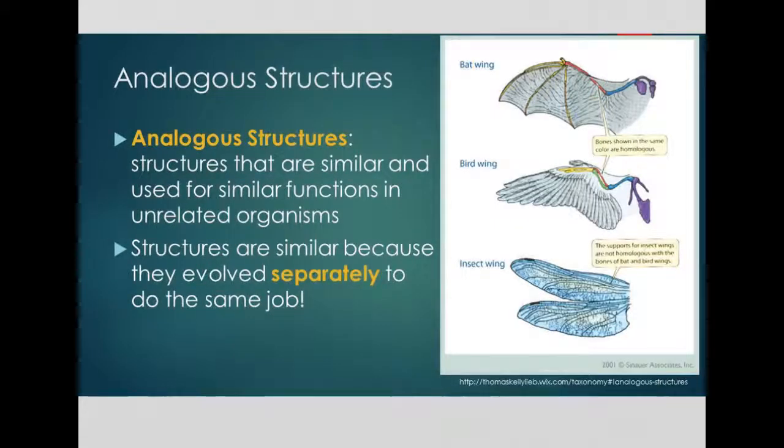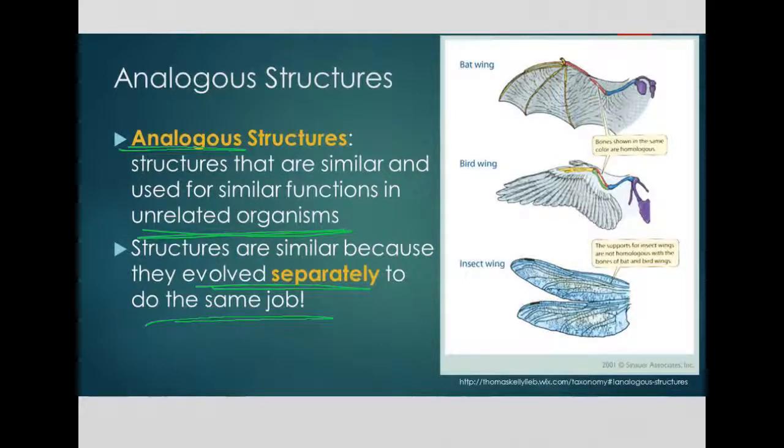Analogous structures, this analogous is going to mean different or divergent. Analogous structures are similar structures used for similar functions, but in unrelated organisms, which is where that analogous comes in. So they're the same structures, but they didn't come from a common ancestor. And this is a big thing because these structures evolved separately to do the exact same job, meaning that function and that structure happens to be possibly one of the best structures for that particular environment or for that particular purpose. So it evolved multiple times.